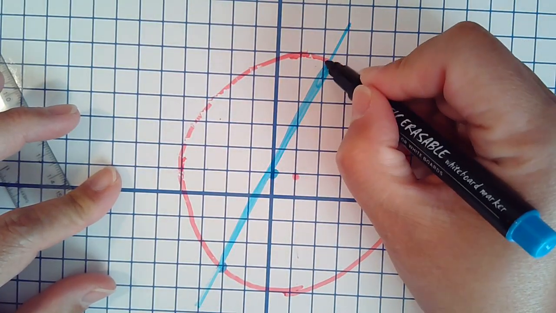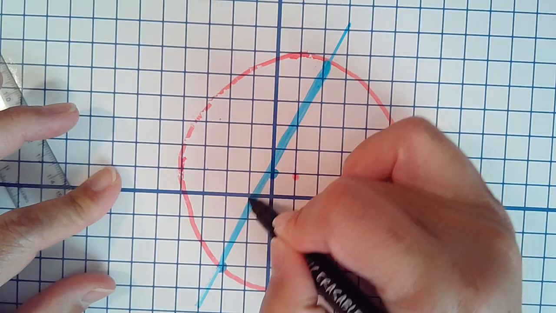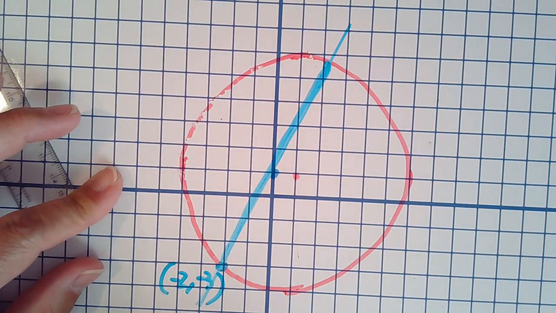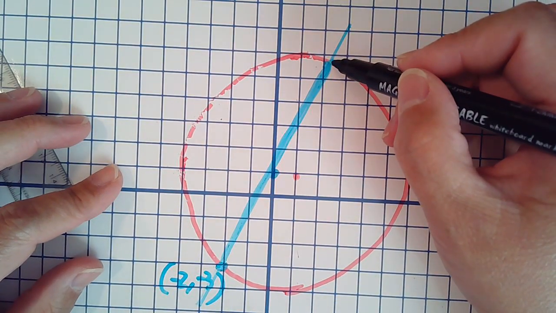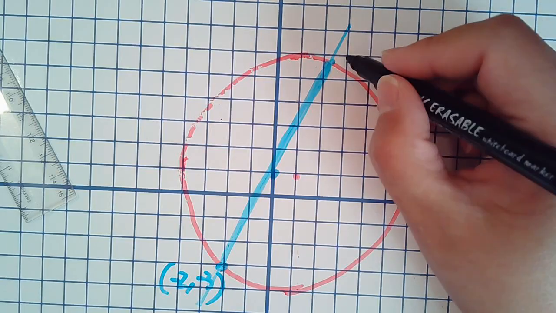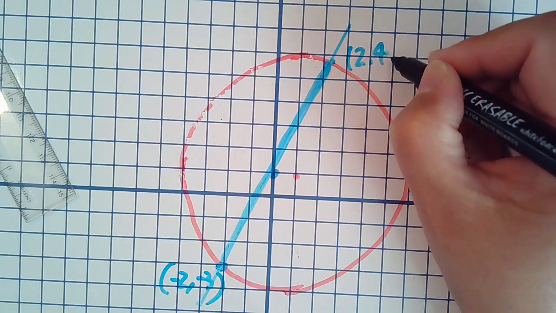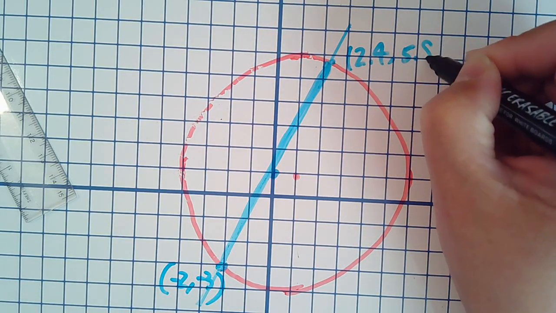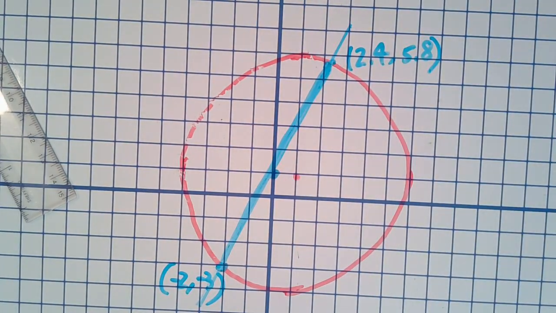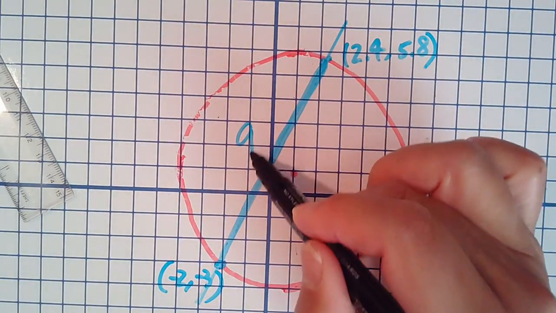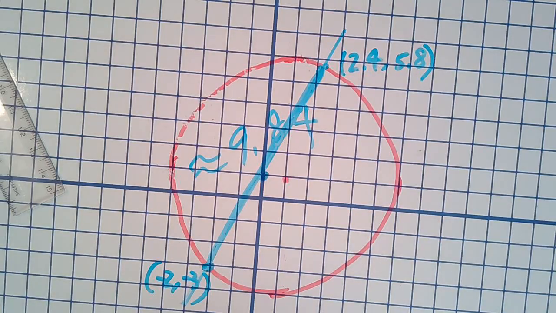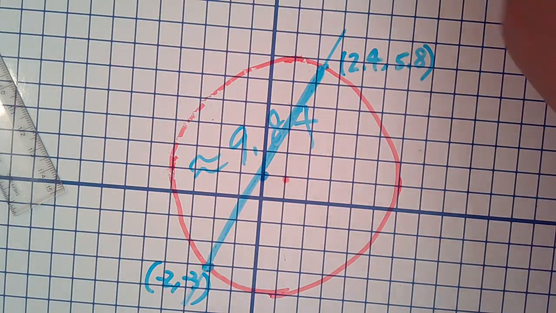See, this point is -2, -3. And this point, as we solved, is 2.4, 5.8. Get that? So this distance right now is roughly 9.84. That's the illustration of this. That's a graph. If you really want to graph that, you can see.